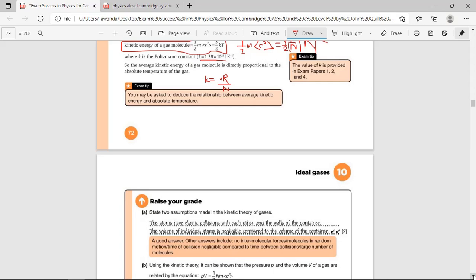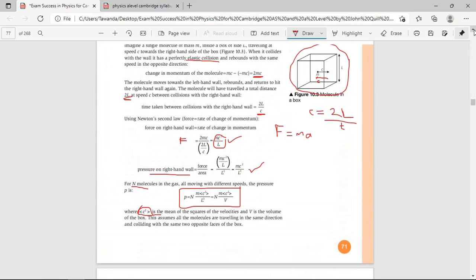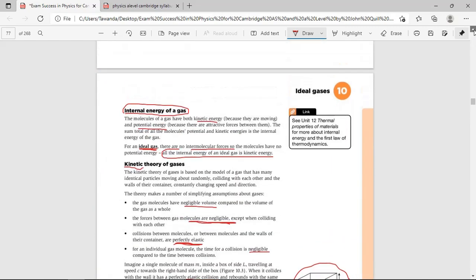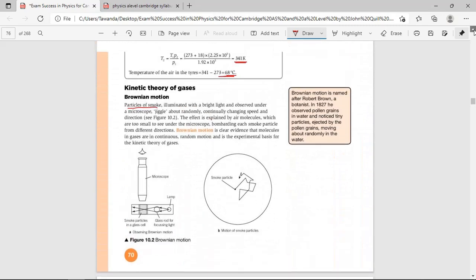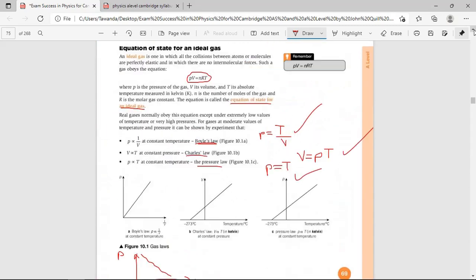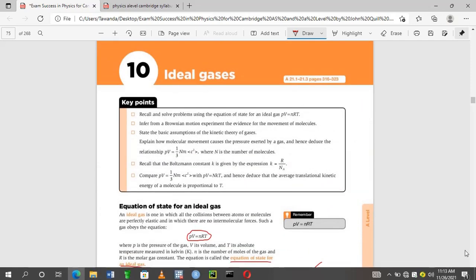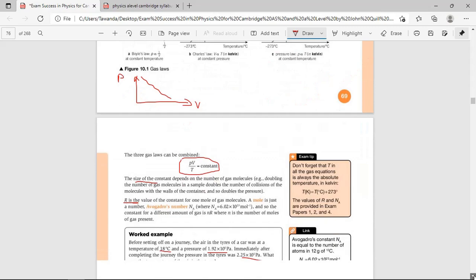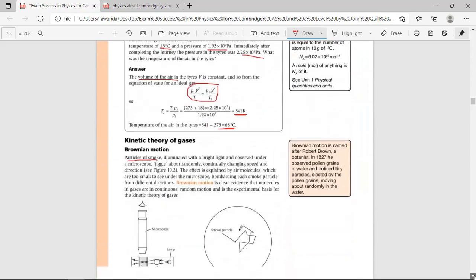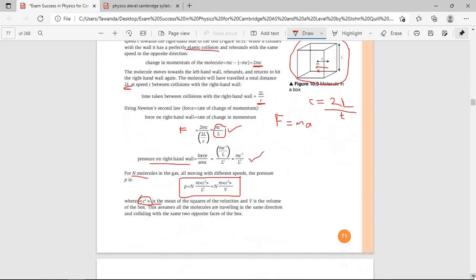Right, I think we have done this. We've looked at this concept on ideal gases, kinetic theory of gases, internal energy of a gas, and Brownian motion. We also have looked at the gas laws and the equation of state. So it's under ideal gases. We also have these questions which you must go through.